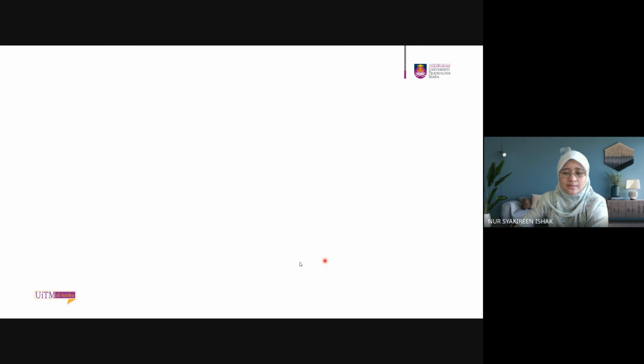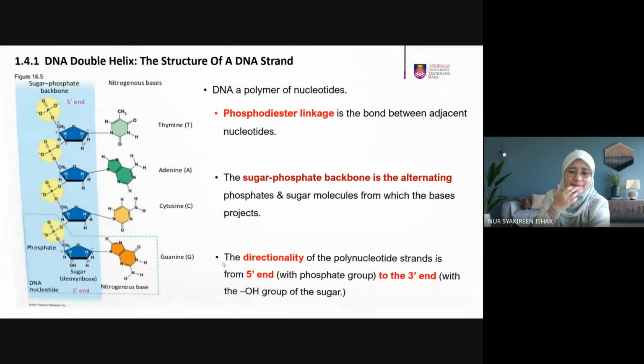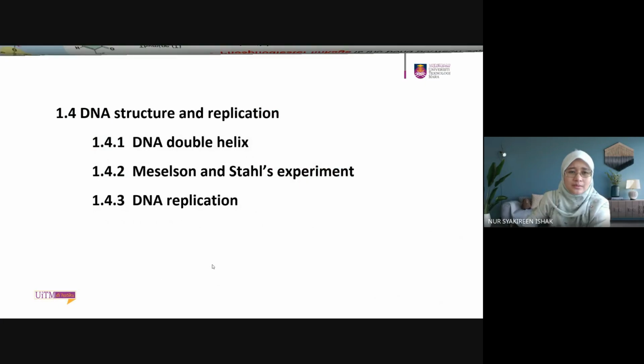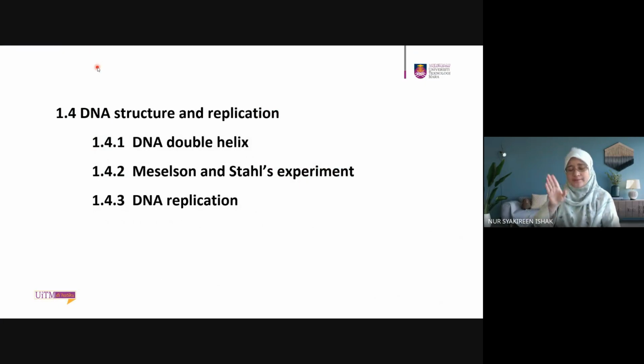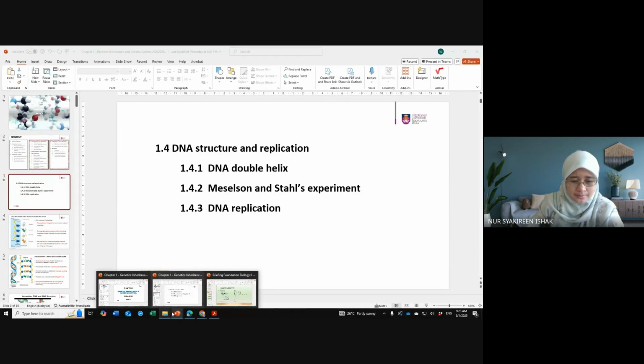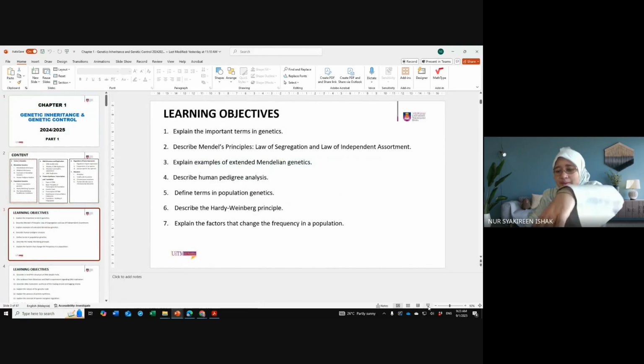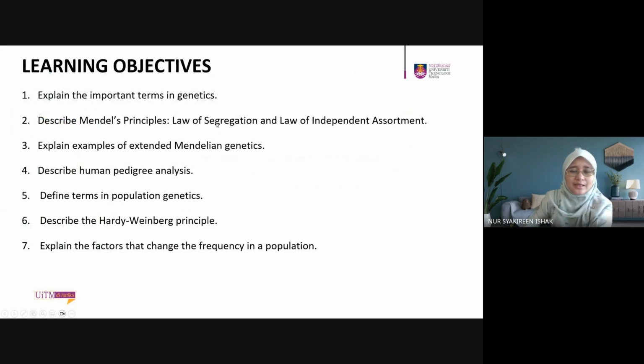Mana rewriting? Okay. So this is learning outcome, dia tak ada. Tak apalah. Katanya ada learning outcome. Oh, learning outcome dia kat sini. Sekejap. Learning outcome dia kat sini, sorry. Sebab dia kat part 1. Okay, so these are the learning outcomes, the learning objectives.